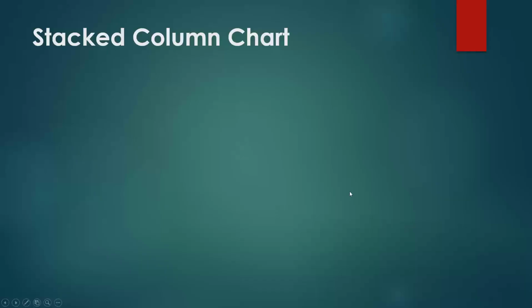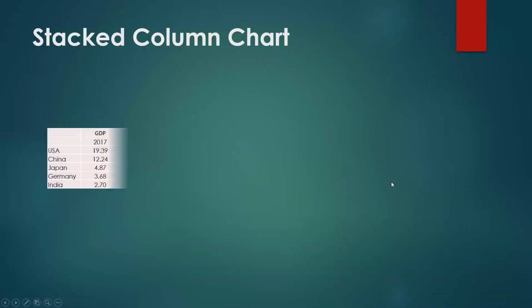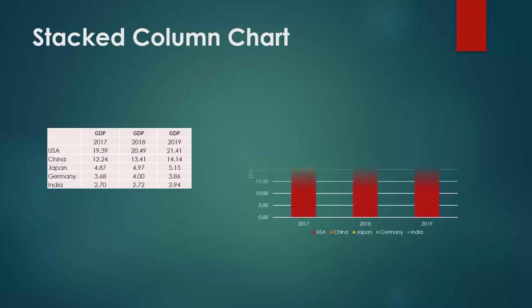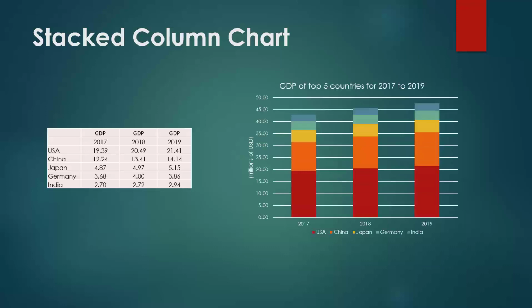And now we will look at another type of column chart called a stacked column chart. So with the same data as last time we drew a clustered column chart, this time we'll draw a stacked column chart. So we are showing data for 2017, 2018, and 2019, and the data on the 5 entities are stacked up. So 2017, red is US, so this is 19.39. Then China is 12.24, so from here to here is 12.24. Japan, 4.87, so from here to here is 4.87, and so on.